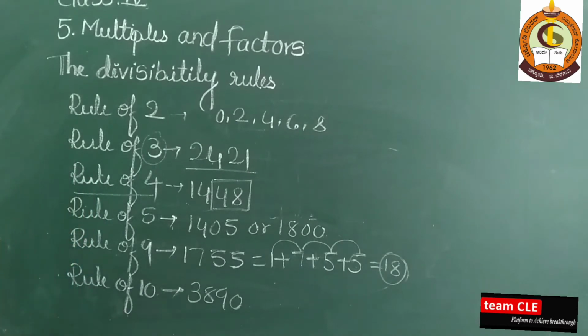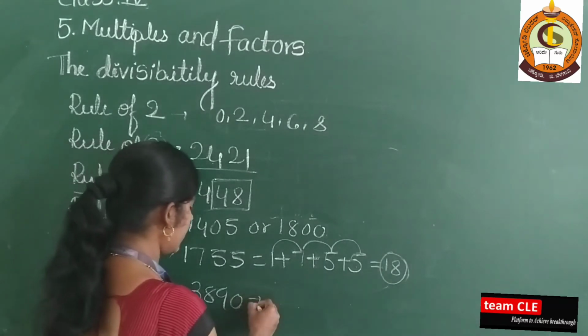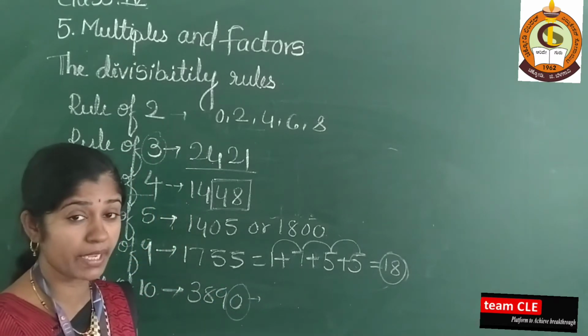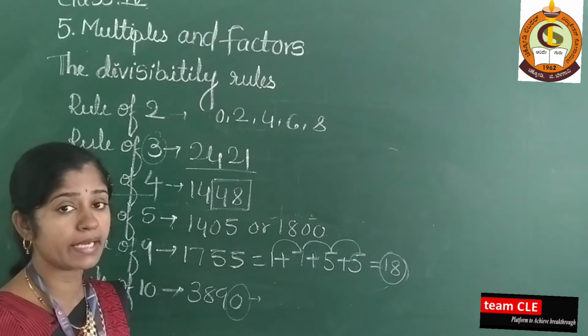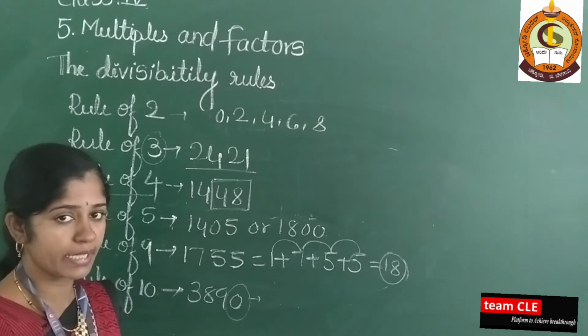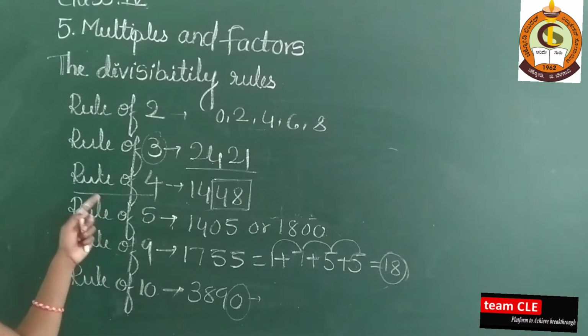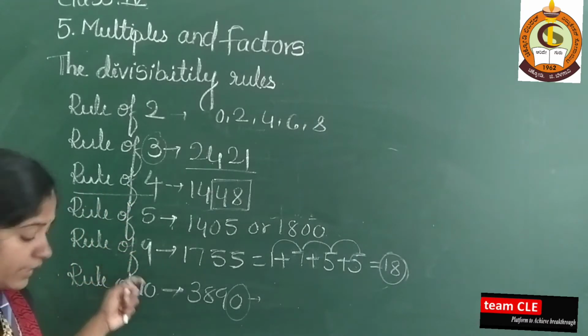Okay, so here the rule of 10 is there, 3890. In the ones place 0 is there, which means that the number is divisible by 10. Okay, so here I taught the divisibility rules of 2, 3, 4, 5, 9 and 10.